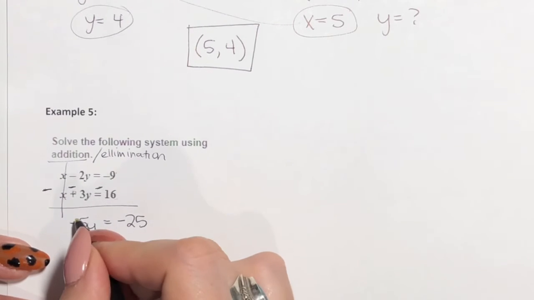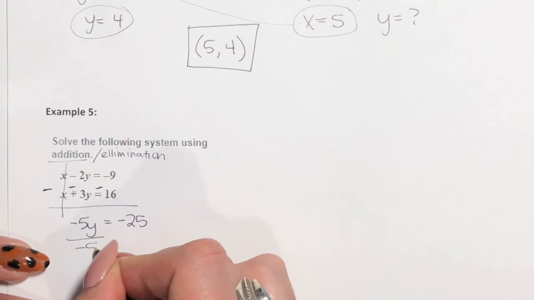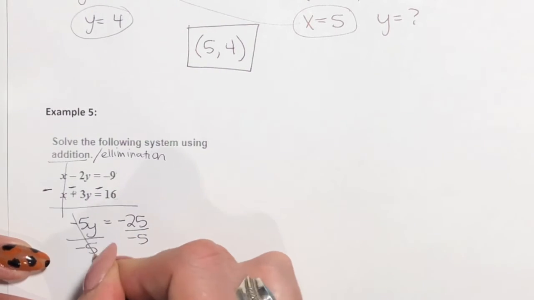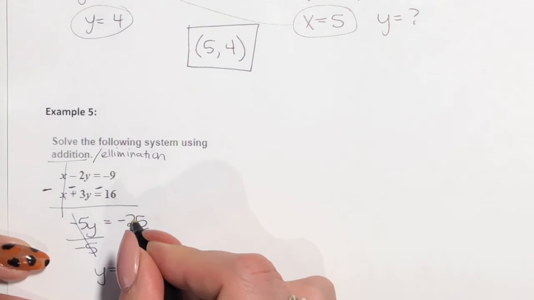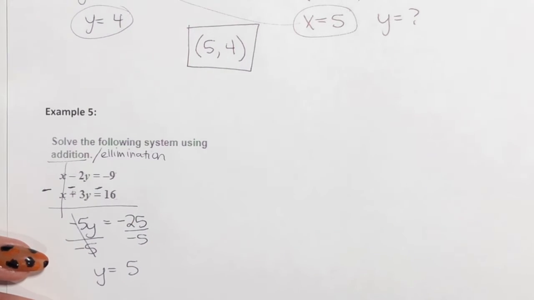And now essentially we solve for y. So I'm going to get rid of that negative 5y by dividing by negative 5. So I get y equals negative 25 divided by negative 5, which is positive 5. But just like on the last example, I only have my y value, so I'm only halfway done. I need to get the x value. So we need to get x by plugging in y.